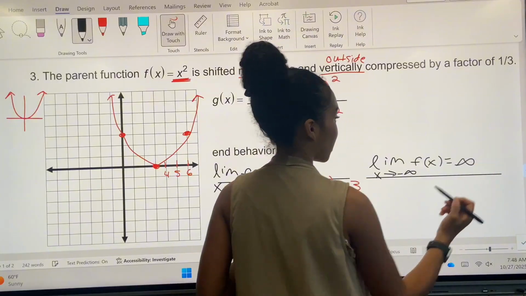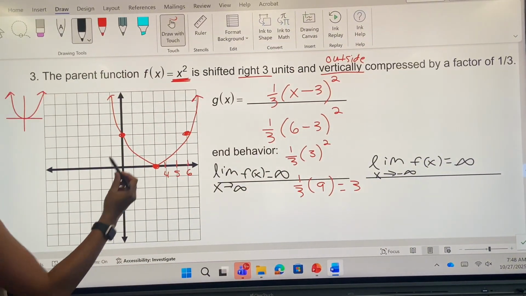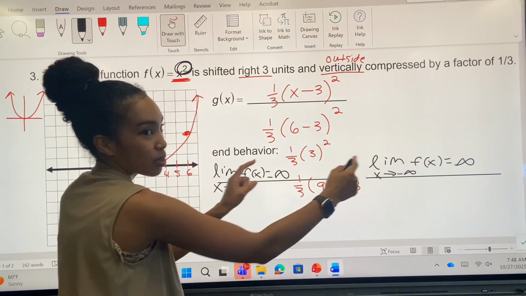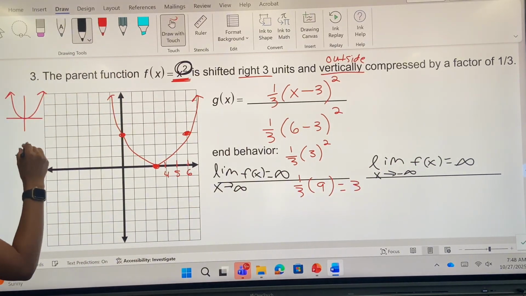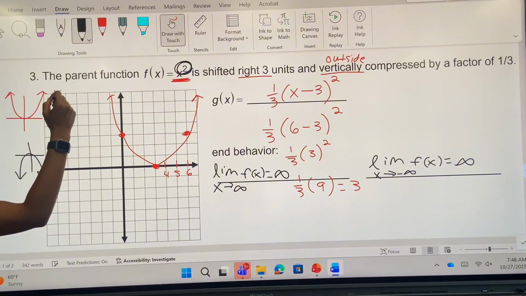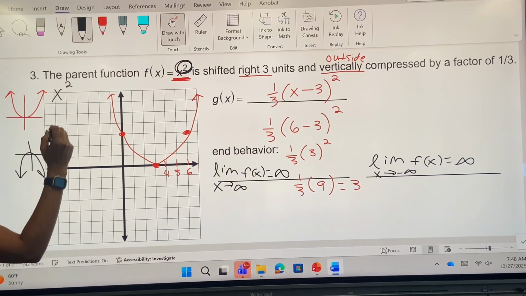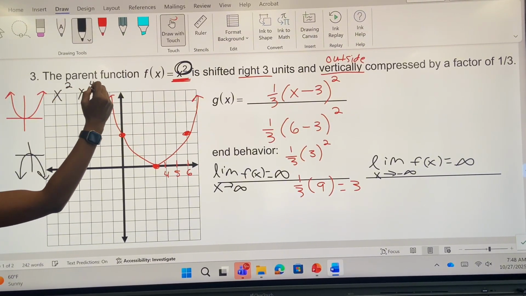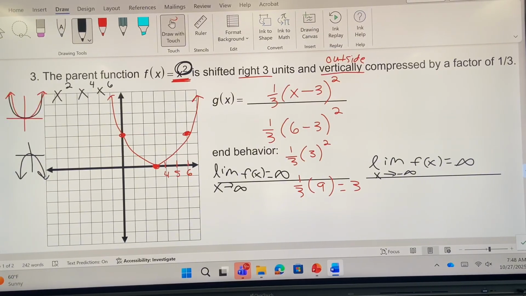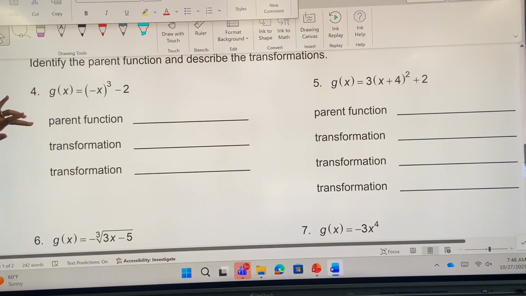So that's also infinity. So guys, when your power is even, your end behaviors have to match because they both go up or they both go down. And that's for any even graph. All even powers, x squared, or x to the 4th, or x to the 6th, they all look like a U-shaped graph, okay? All right, next page.